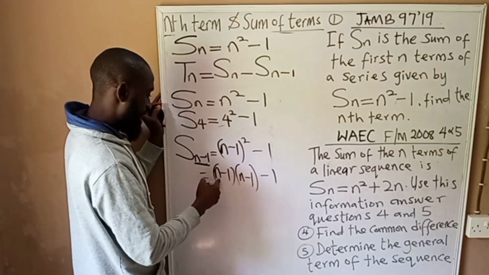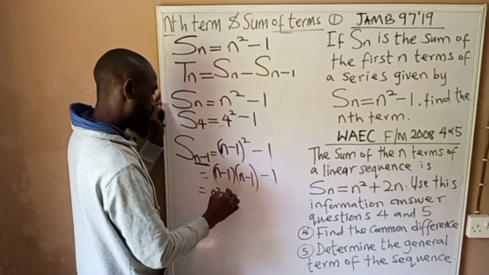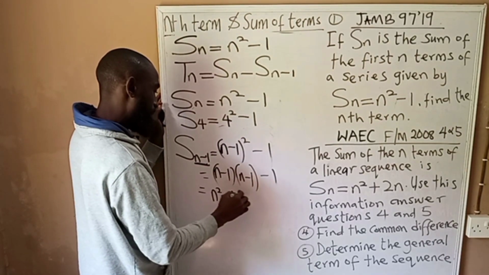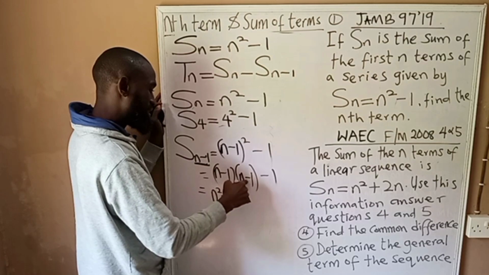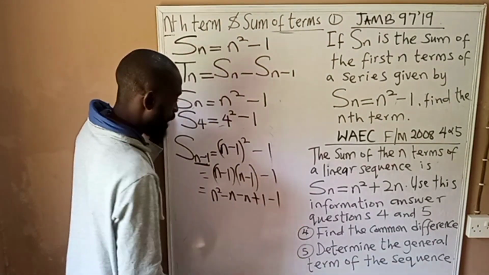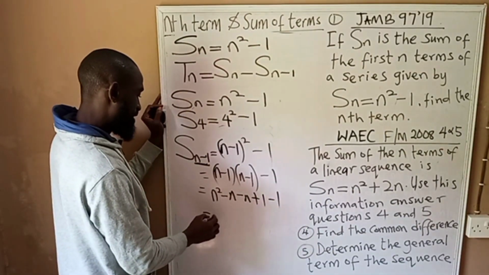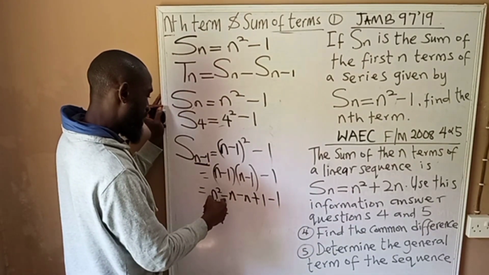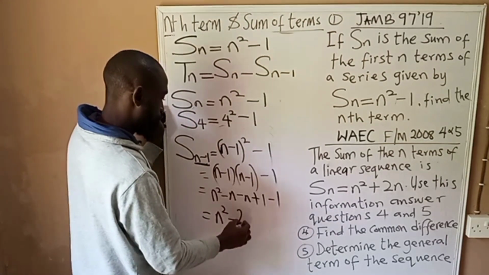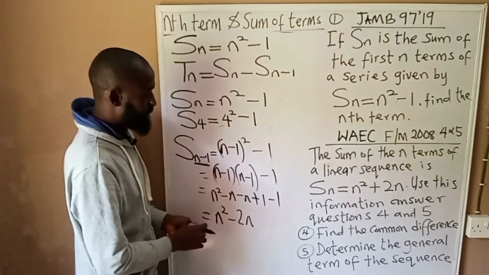This becomes n times n, n squared; n times minus 1, minus n; minus 1 times n, minus n; minus 1 times minus 1, which gives plus 1. And this minus 1 comes down. So minus 1 plus 1 will go off. We are now having n squared minus n minus n, which is minus 2n. So our Sn minus 1 equals n squared minus 2n.